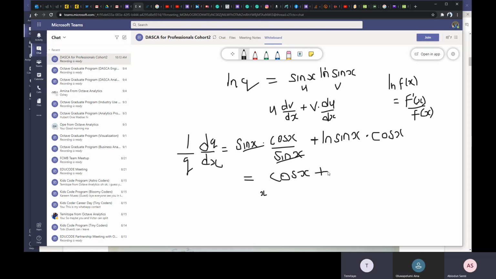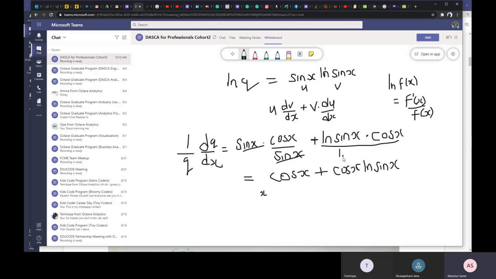So what will be the answer? Plus cos x ln sin x. Sorry, not ln x, rather ln sin x. But some people will now go and write this particular line.